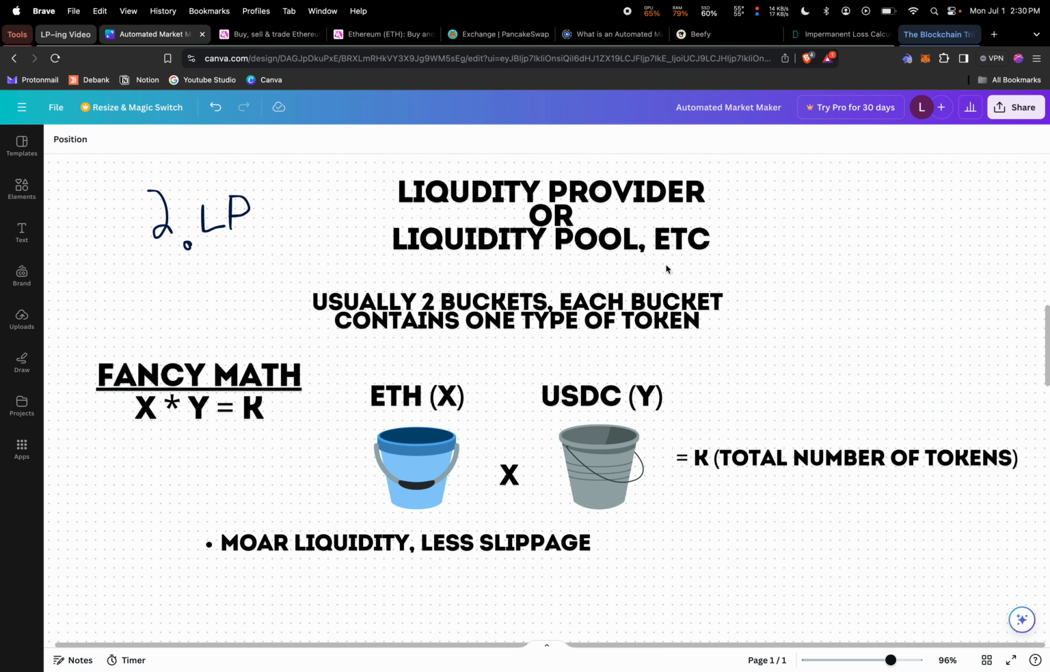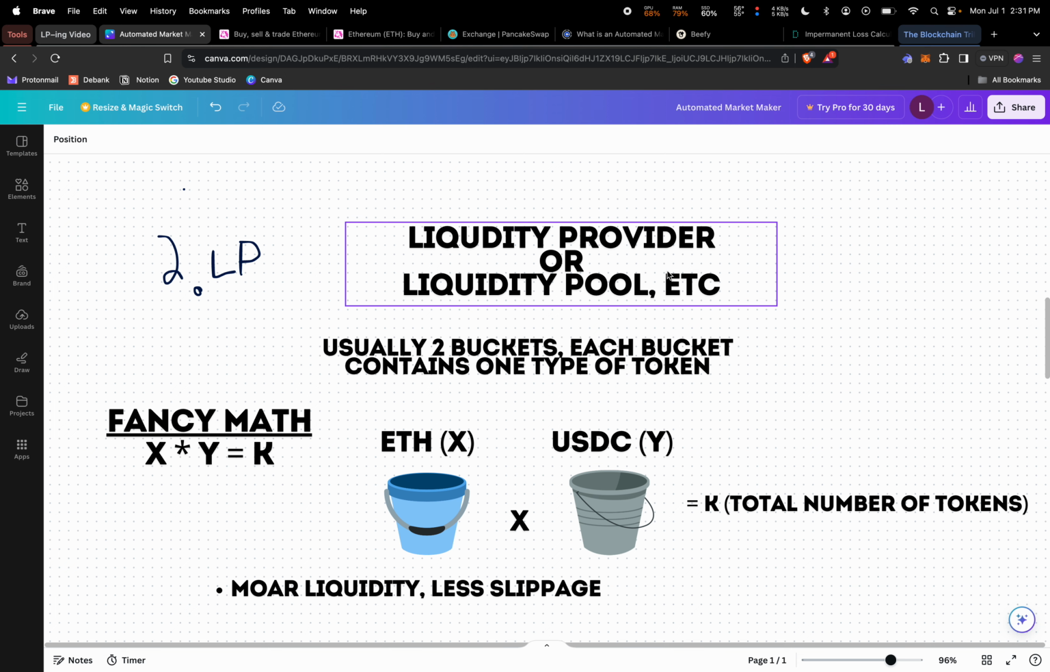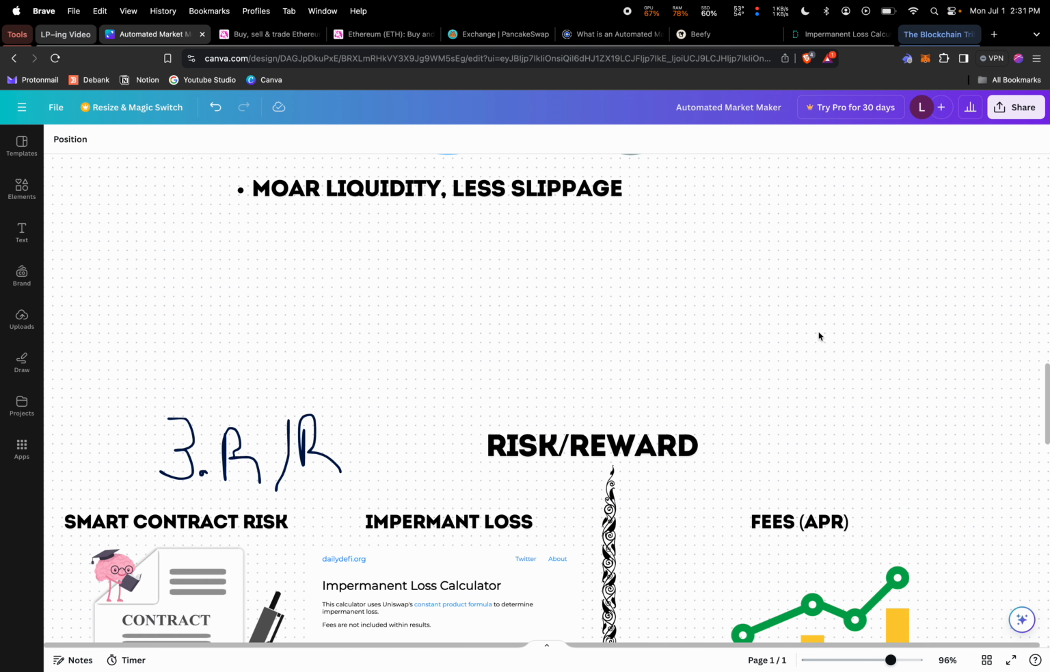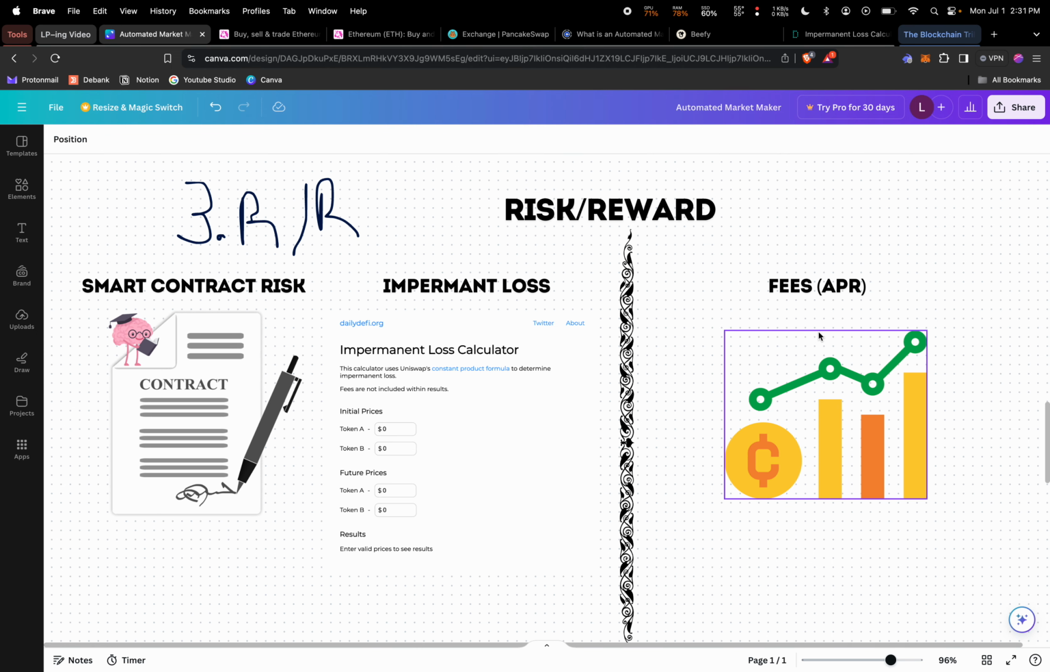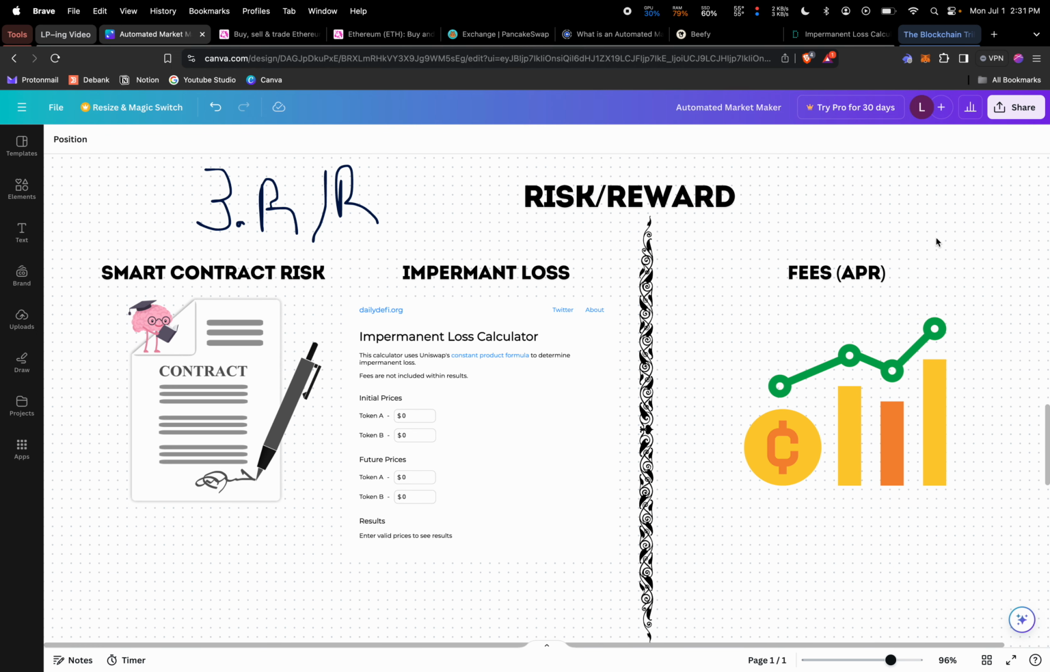What else we got going on? So yeah, it's kind of how LPs work. So people put their money into these buckets, and then moving on to the next point, risk reward. So why do you put your money into LP? Funny enough, I think the majority of people putting money into LP actually lose money on average. I think that's just the stats. But yeah, basically you're doing this to earn fees.